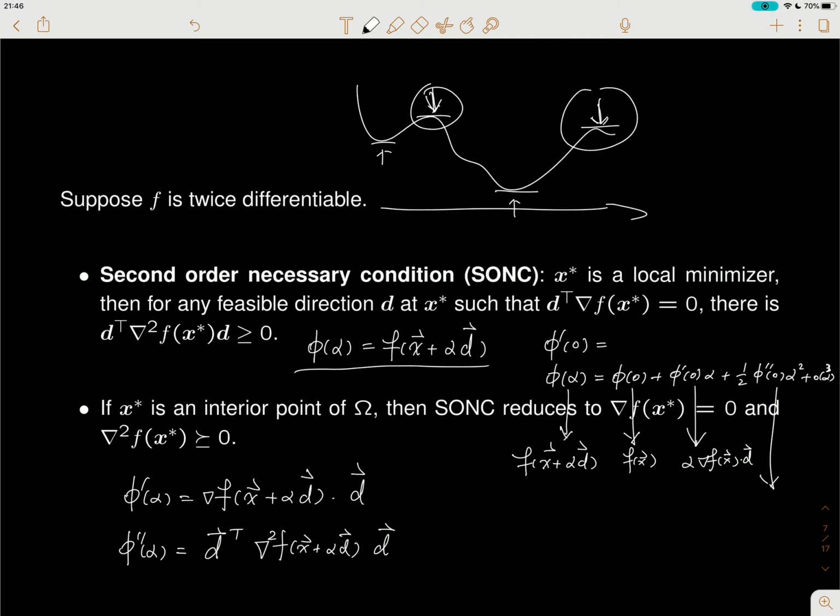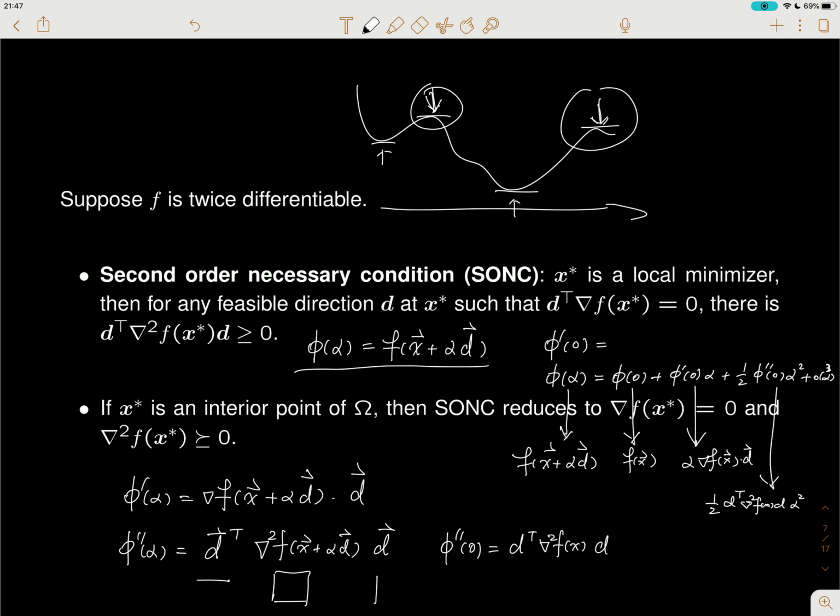Okay, so this is a row vector here, the Hessian is a matrix, and d is a column vector. So when you multiply this row vector, matrix, and column vector, I will get a scalar. So this is the phi double prime. When you evaluate at alpha equal to 0, phi double prime of 0 is just d transpose Hessian of f at x times d. So this term is just 1/2 d transpose Hessian f(x) d times alpha squared.